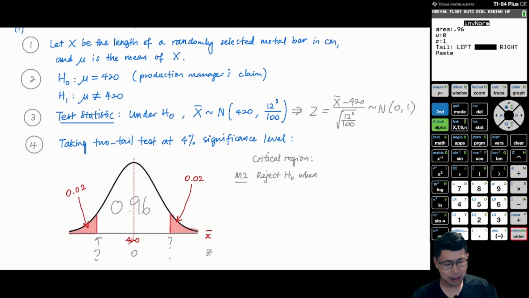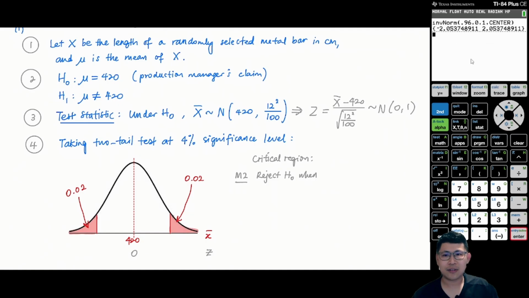Okay, so I'll be doing this, especially for a two-tail test, and I will get my values like this. Oops, sorry, like this. Okay, so these are my values. So my values are 2.054. Okay, so this means to say that the z value over here is negative 2.054. This one over here is 2.054.